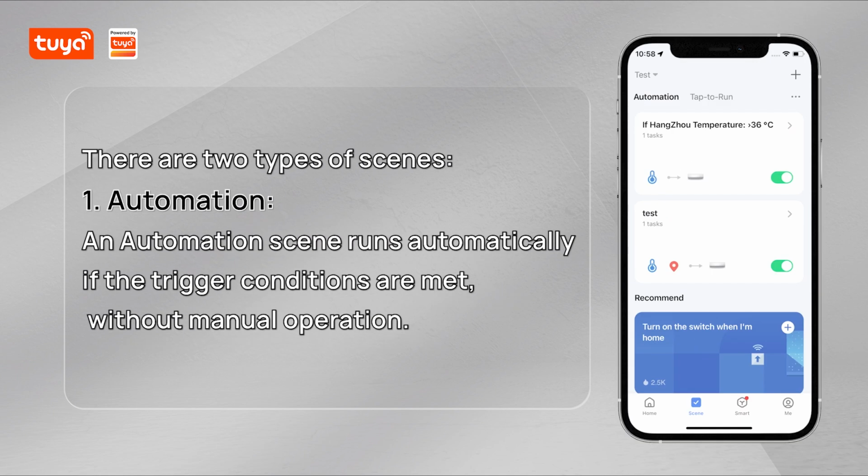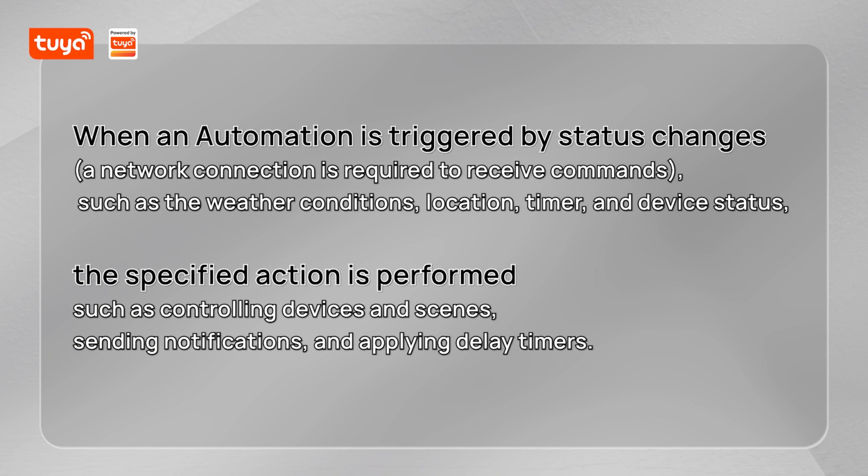Automation. An automation scene runs automatically if the trigger conditions are met, without manual operation. When an automation is triggered by status changes, a network connection is required to receive commands, such as the weather conditions, location, timer, and device status. The specified action is performed, such as controlling devices in scenes, sending notifications, and applying delay timers.